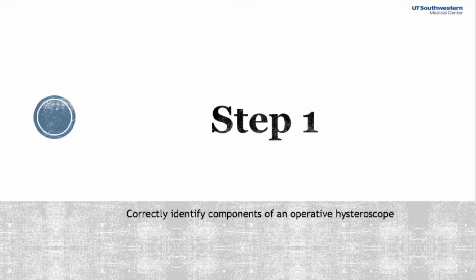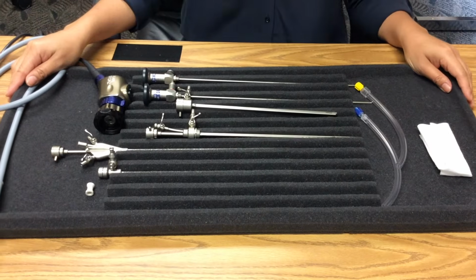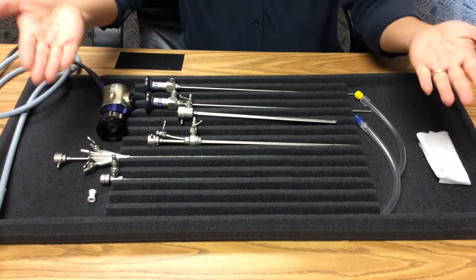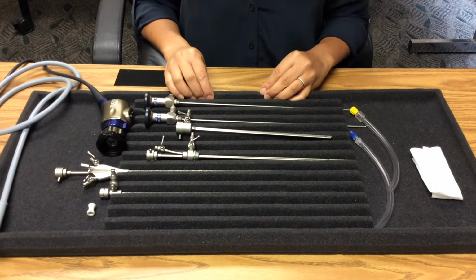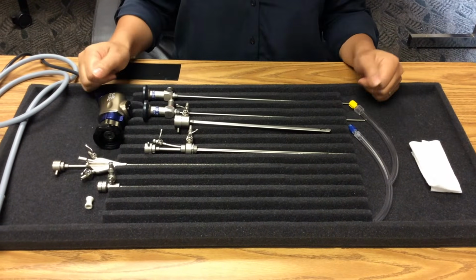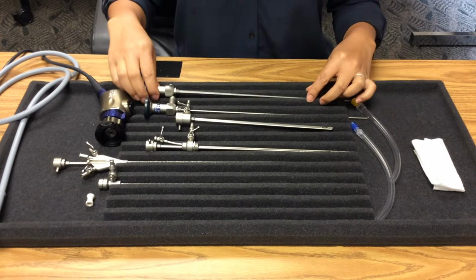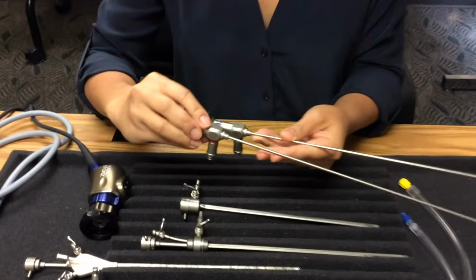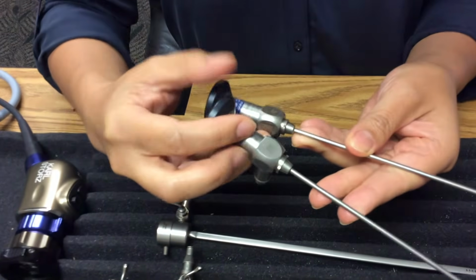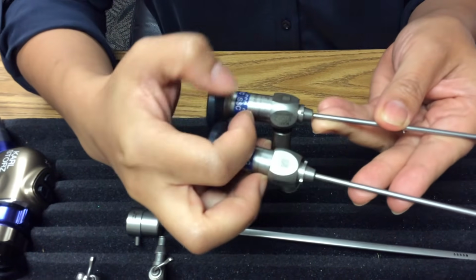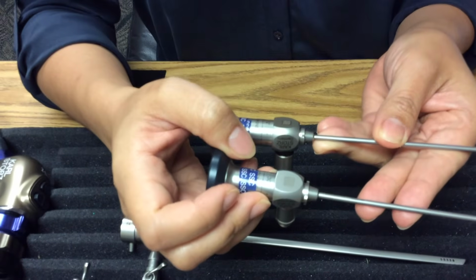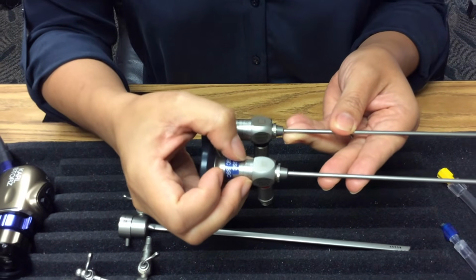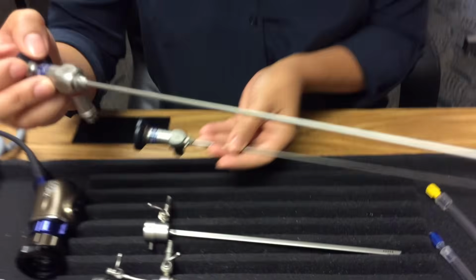The first step is to correctly identify components of an operative hysteroscope. Your hysteroscope will come in a sterile tray unassembled such as this. There are various components to an operative hysteroscope, and not all components will be used. These are your lenses, 0 and 30 degrees. There may be more in your pan. You can identify the degree of the lens here. For the purpose of today's demonstration, you'll be selecting the 30-degree lens.